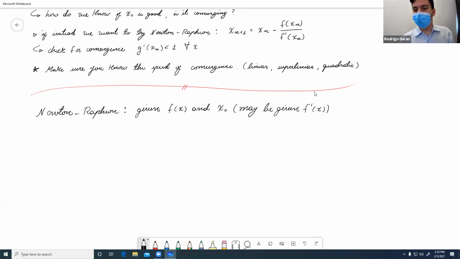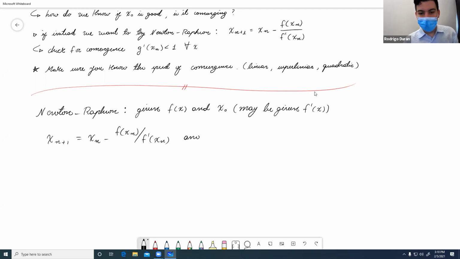So you will be given the function and the initial guess, x sub 0. You may or may not be given the f prime, and then you can start the process. I'm going to write the equation right here one more time: x sub n plus 1 equals x sub n minus the function evaluated at that x sub n, divided by the f prime of that x sub n.